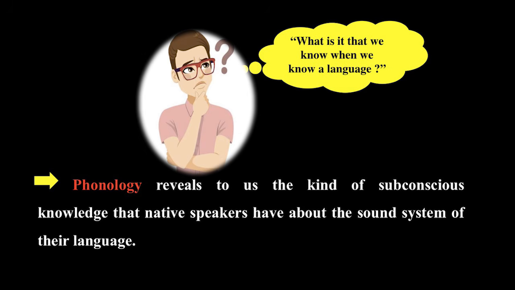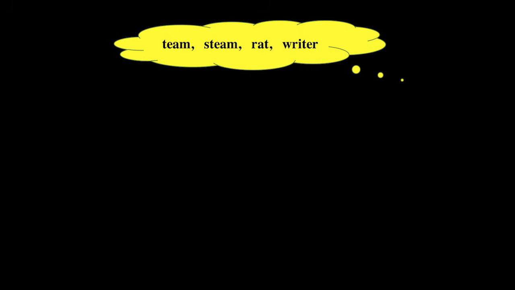But here is a question. What are the rules exactly that govern our pronunciations of certain sounds in certain phonological environments? Let's take American English as an example. If you look at these four words in front of you, team, steam, rat, and writer, the American pronunciation of these four words could be the following: team, steam, rat, writer. I repeat, team, steam, rat, writer.